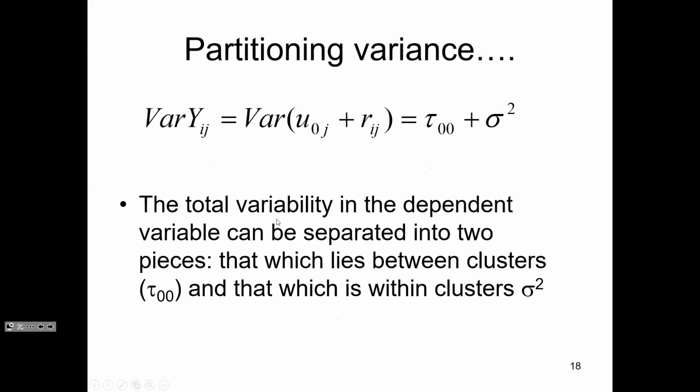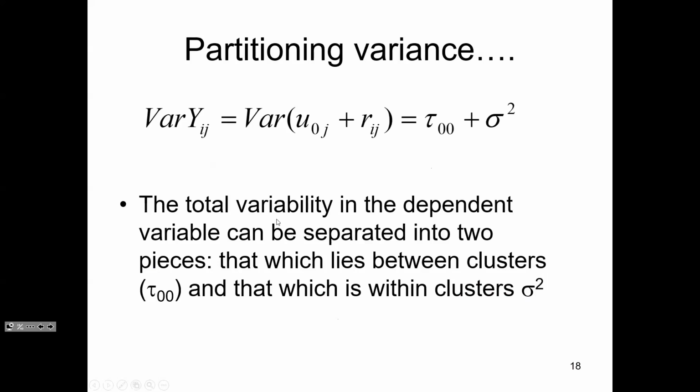sub ij. But we have some very specific symbols that we're going to use in this class. Tau naught naught is the symbol that we're going to use to indicate the variance in the randomly varying intercepts, or I should really say the variance in U sub naught J, which is the error term that's associated with the intercepts. So that's tau naught naught. Again, that's the variance at level 2, so it's this level 2 residual variance.